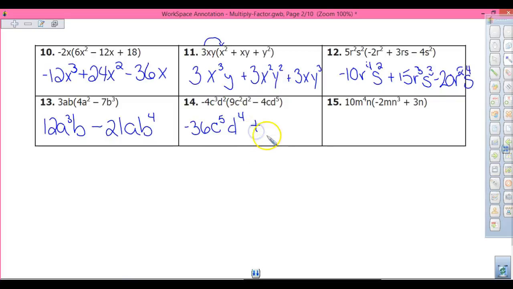There you go, plus c to the 4th, d to the 7th. Ooh, that was a fun one. Okay, and then 15, negative 20, m to the 5th, n to the 4th, plus 30, m to the 4th, n squared. All right, questions so far?